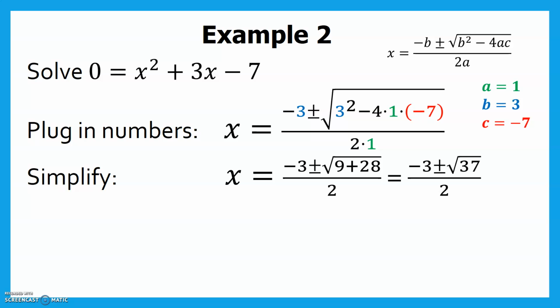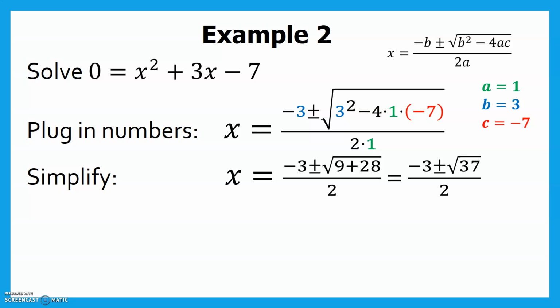So the negative 3 stays the same. I get plus or minus. Well, 3 squared is 9. And then negative 4 times 1 is negative 4, times negative 7 is positive 28. So I get 9 plus 28 underneath the square root, and 2 times 1 on the bottom is just 2. So I simplify the 9 plus 28, and I get 37. So I have negative 3 plus or minus the square root of 37 over 2. I'm going to separate those into my 2 answers, and I'm going to find the square root of 37.